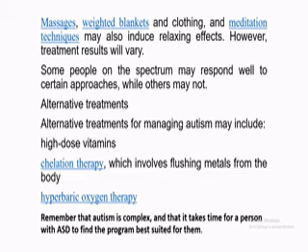However, treatment results will vary. Some people on the spectrum may respond well to certain approaches, while others may not. Alternative treatments for managing autism may include high-dose vitamins, chelation therapy, which involves flushing metals from the body, and hyperbaric oxygen therapy. Remember that autism is complex, and that it takes time for a person with ASD to find the program best suited for them.